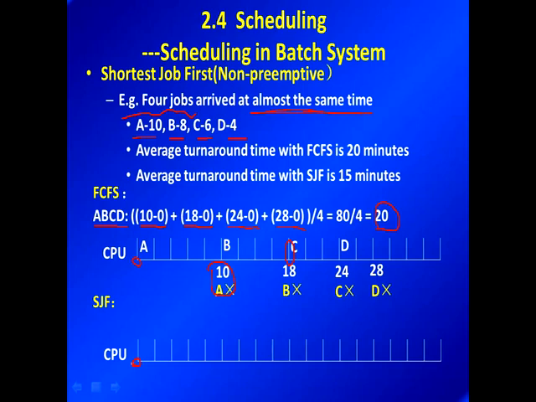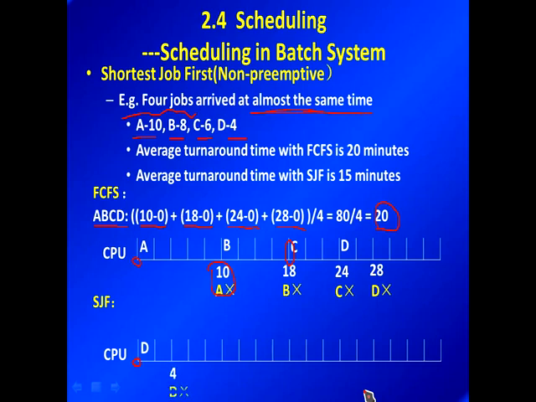It must be job D, right? Job D. So D will be selected first because D is the shortest job in the waiting queue. In the waiting queue, there are 4 jobs, and D is the shortest one, so D will be executed first.